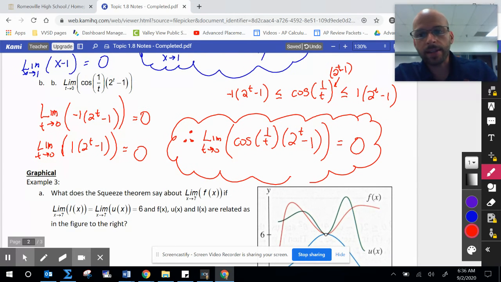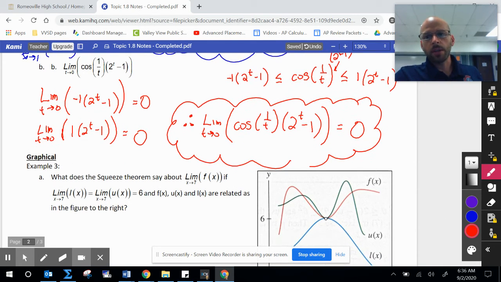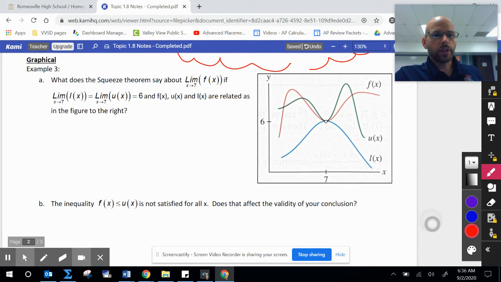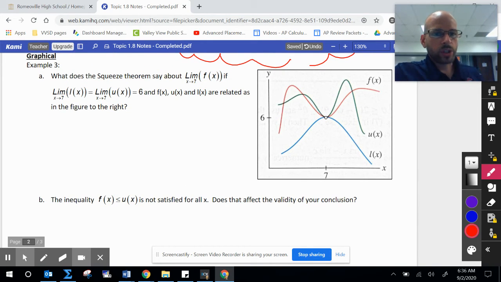But you have to state the preliminary conditions. 1, you know the function, the inequality, the compound inequality. 2, that you can show that the outside limits are equal to the same value. And then you can draw your conclusion of what that middle limit will be. Okay? So if you look at example 3, what does squeeze theorem say about the limit as x approaches 7 of f of x if the limit of L of x and the limit of u of x is 6?